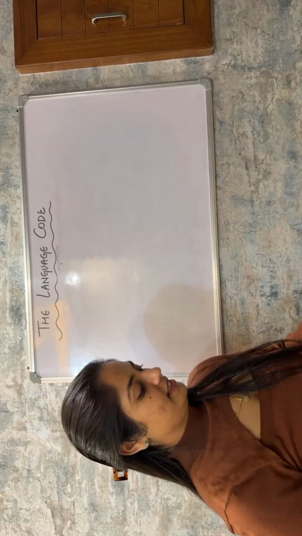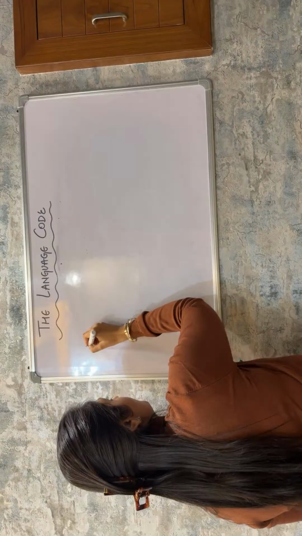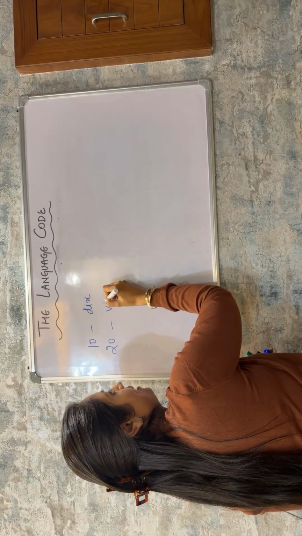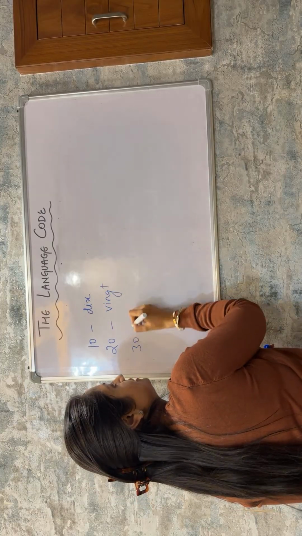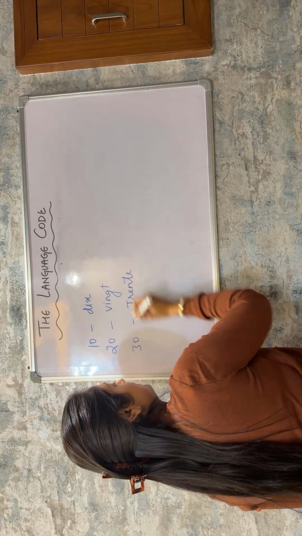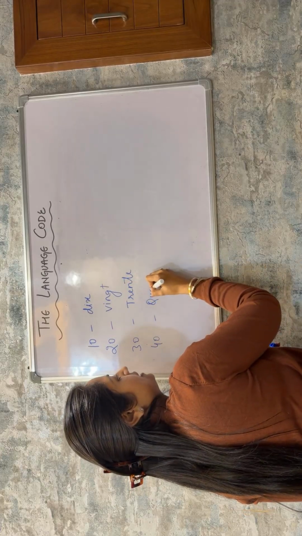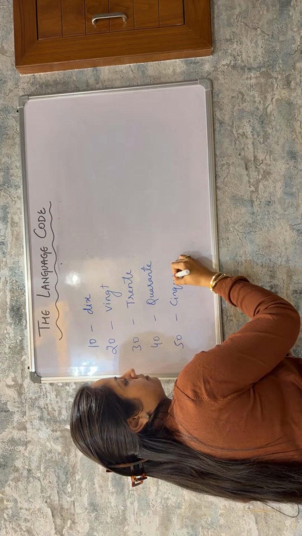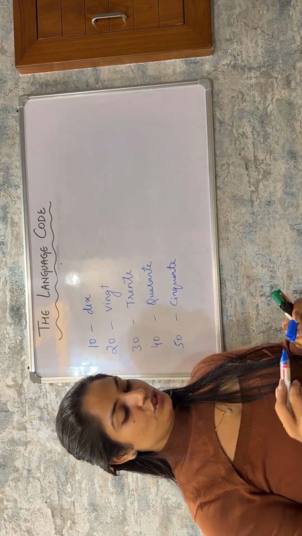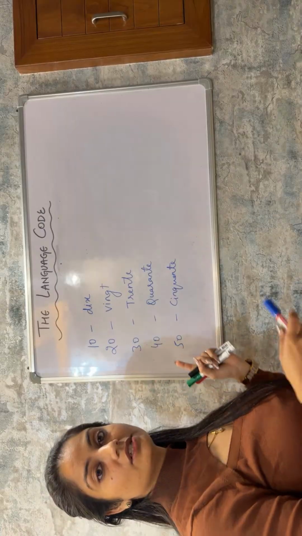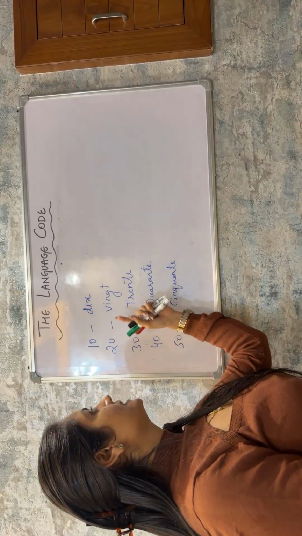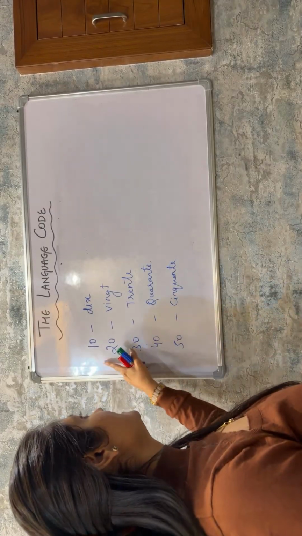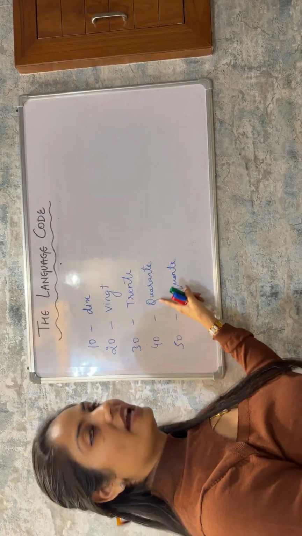Let's just write these. 10 is dix, 20 vingt, 30 trente, 40 quarante et 50 cinquante. So this is important to remember, 10, 20, 30, 40, 50, so that you can do the other ones. Répétez après moi. 10, 20, 30, 40, 50.